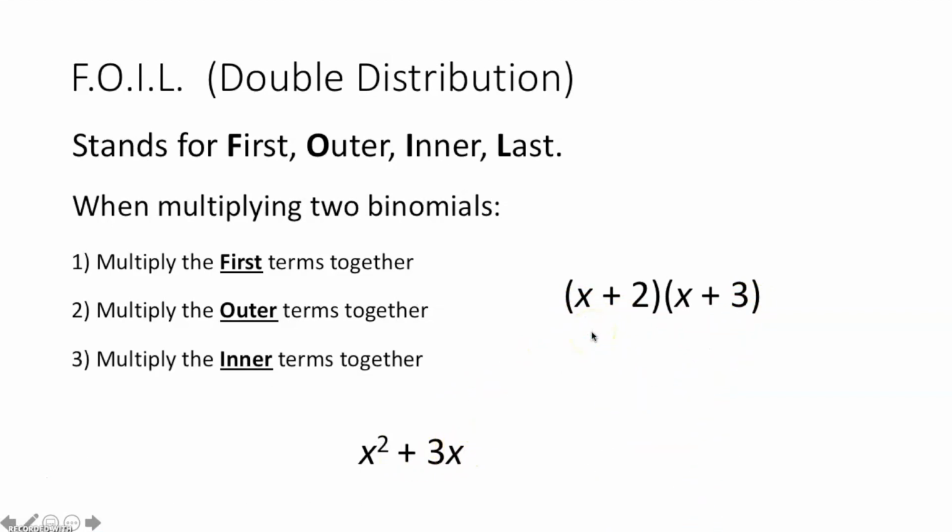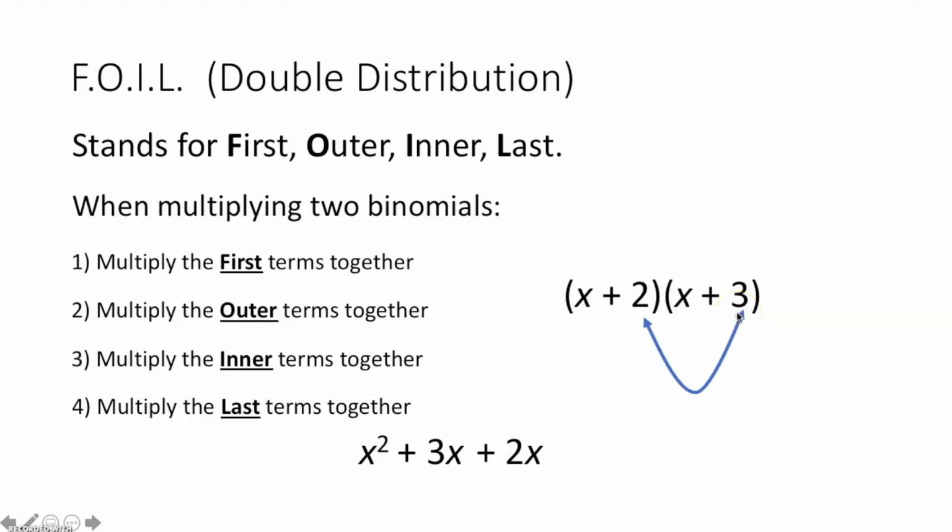Next, we multiply the inner terms together. So that would be just 2 times the x. What's 2 times x? That's 2x. Again, since it's positive, you write plus 2x. And then you multiply the last terms together. What's 2 times 3? That gives you 6. Since it's positive, you write plus 6.